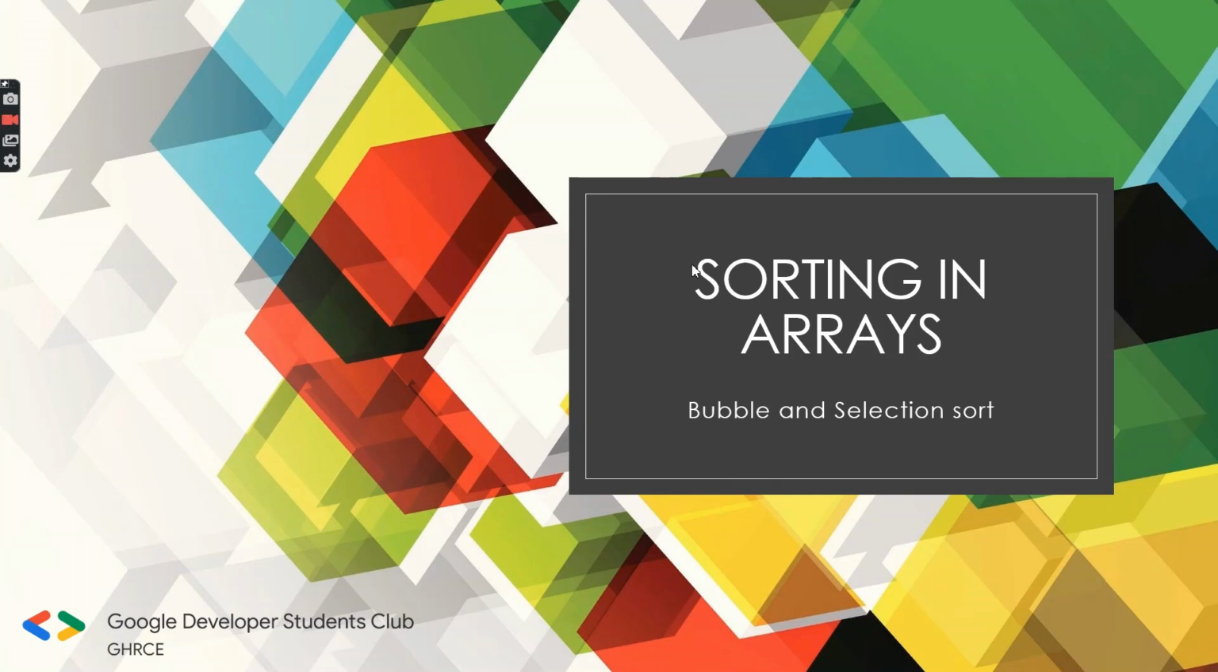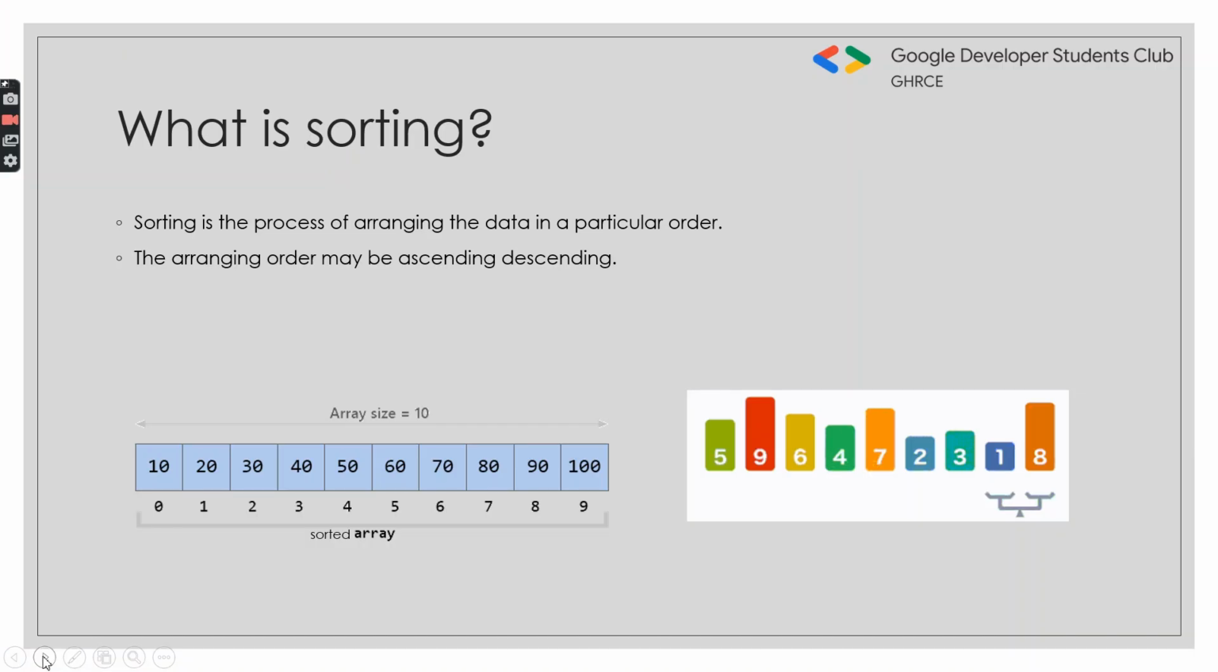In this video, we are going to learn about sorting in arrays. In the previous video, we already learned about how to search an element in an array. In this video, we'll be learning bubble and the selection sort algorithm. So let's see what exactly sorting is.